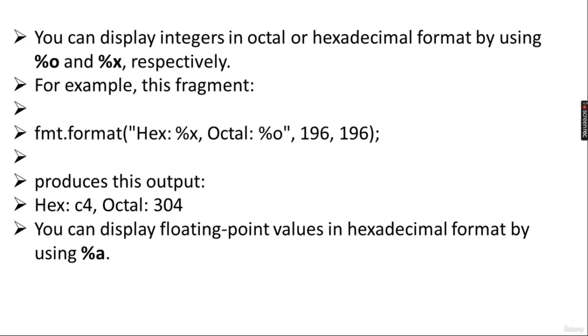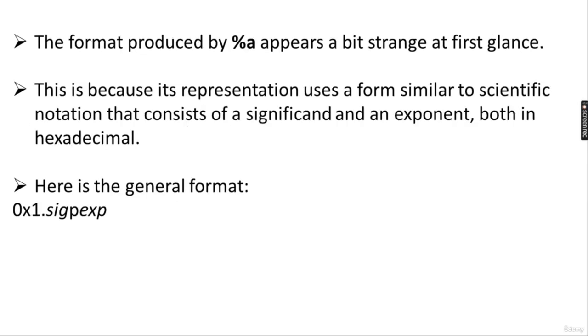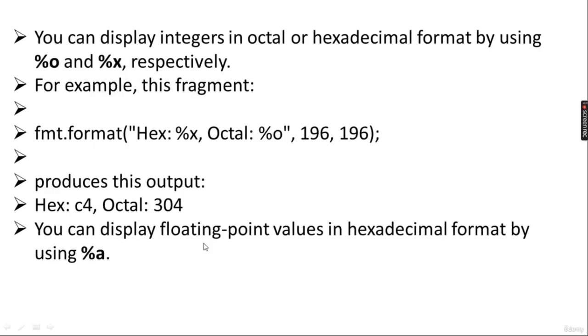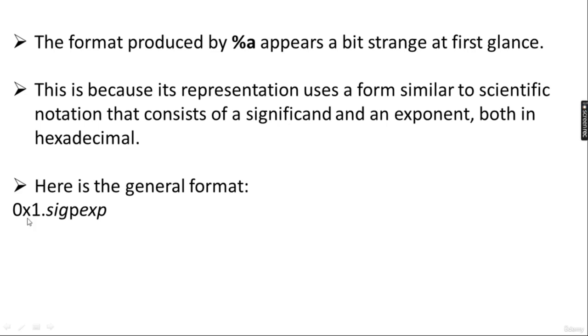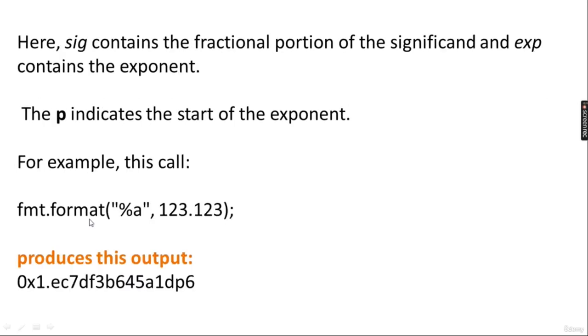Floating point values in hexadecimal format can be displayed using %a, but it can feel strange at first glance because its representation uses a form similar to scientific notation consisting of a significand and an exponent, both in hexadecimal. The output looks like 0x1.sigpexp. Sig contains the fractional portion of the significand and exp contains the exponent. P indicates the start of the exponent. So format.format with %a and 123.123 will return 0x1.ec7df3b645a1dp6. Since we are using %a, this output seems strange at first glance.